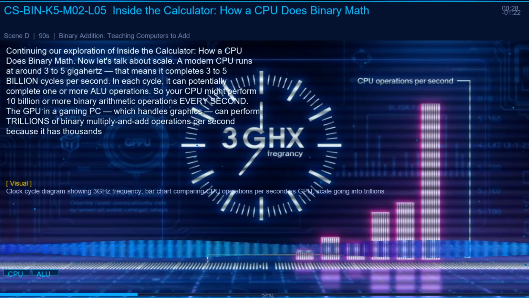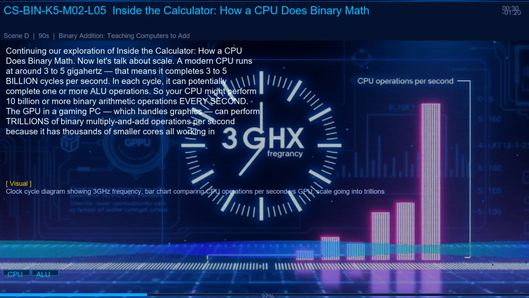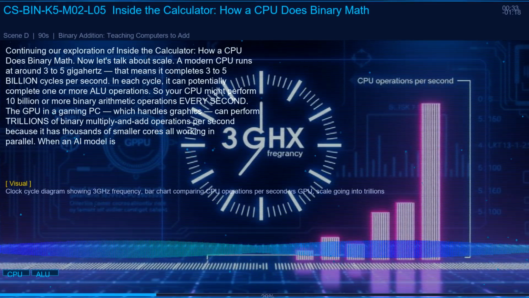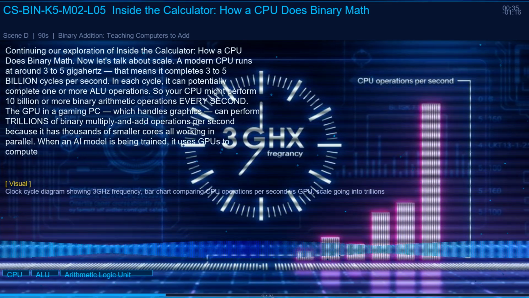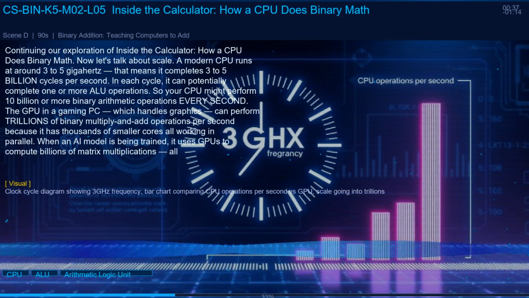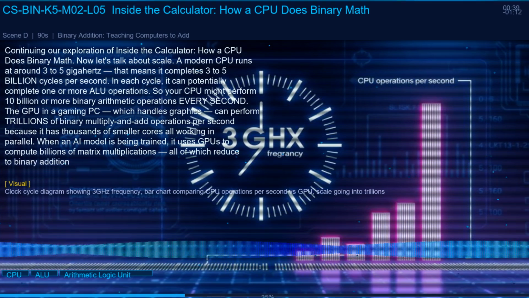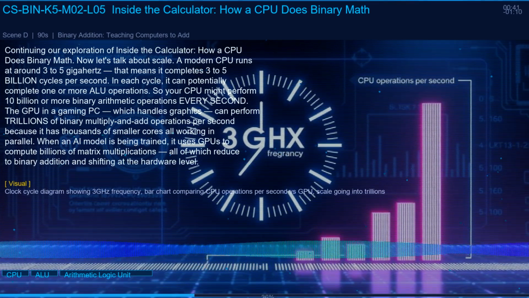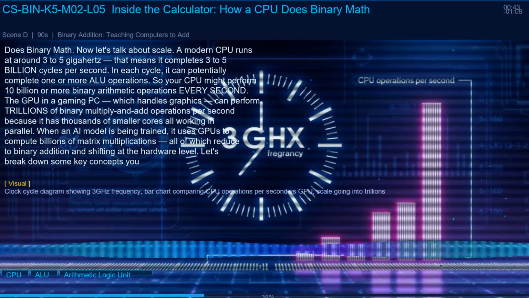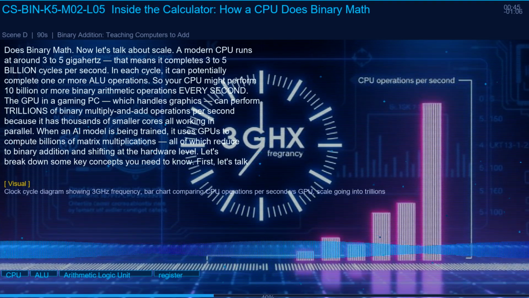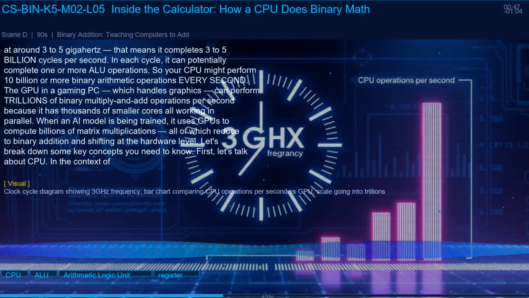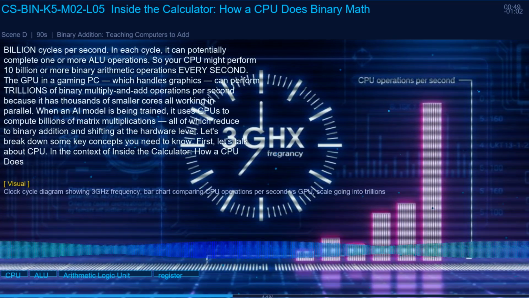The GPU in a gaming PC which handles graphics can perform trillions of binary multiply and add operations per second because it has thousands of smaller cores all working in parallel. When an AI model is being trained, it uses GPUs to compute billions of matrix multiplications, all of which reduce to binary addition and shifting at the hardware level.